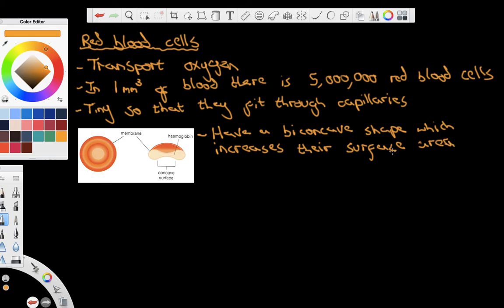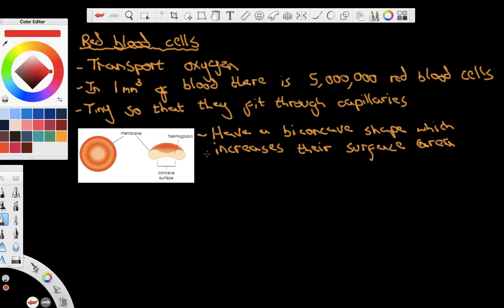What this means, a higher surface area, means that they can accept or release oxygen much more quickly. So think of diffusion. Oxygen is going to be taken in by the red blood cell via diffusion. By having a bigger surface area, they can take that oxygen in quicker, and they can give that oxygen to the cells of the body quicker.